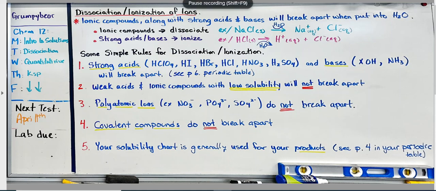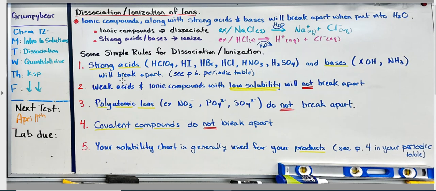Hi, everybody. I just want to go over this lesson on dissociation and ionization of ions. Ionic compounds and strong acids and bases will break apart into water when you put them into water. With ionic compounds, we call that dissociation, and you can see that here with sodium chloride. And strong acids, you can find on page 6 of your periodic table, will also break apart. The process is a little bit different, but we'll talk about that when we get to acids and bases.